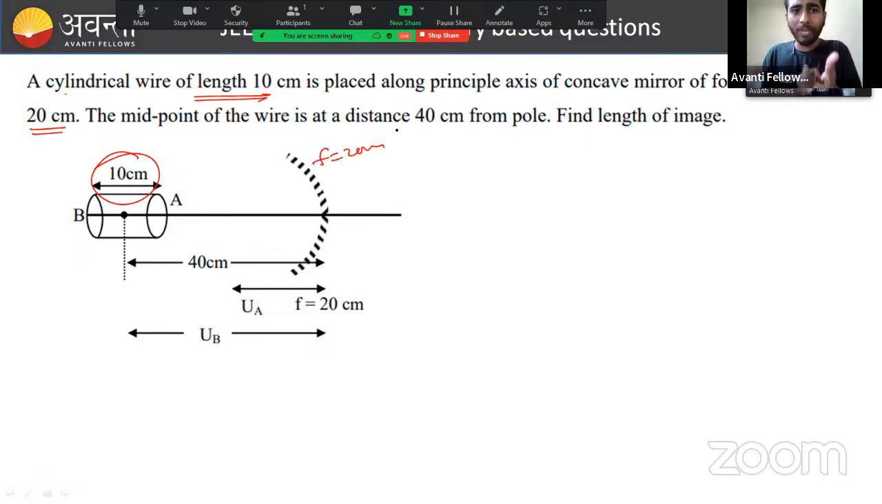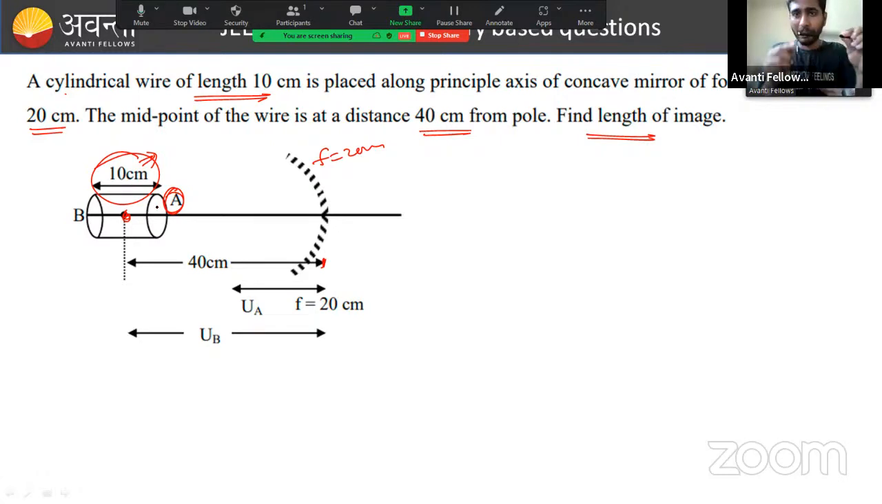The midpoint of the wire is at a distance of 40 centimeter from the pole. Then we have to find out the length of the image. Now the length of the object is 10 centimeter. We have to calculate the length of the image, that is the lateral magnification value. Simple. We'll calculate where each end's image will be formed.